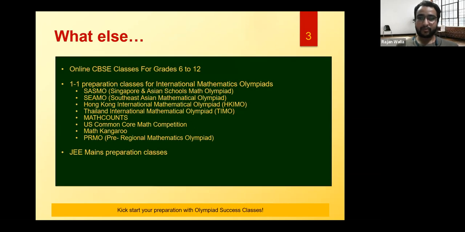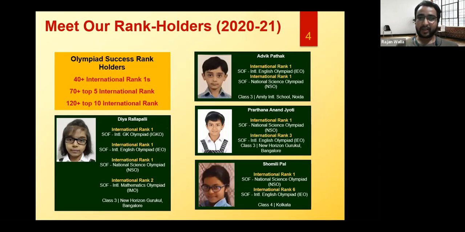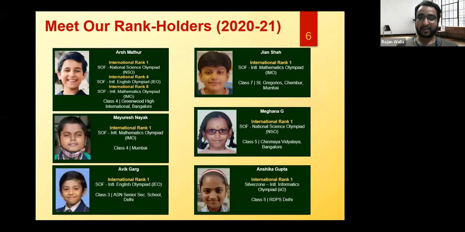Now, what else we offer? We offer online CBSE classes for grade 6 to 12, one-on-one preparation classes for International Mathematics Olympiad, that is SESMO, CMO, Hong Kong International Mathematics Olympiad, TIMO, Math Count, US Maths Olympiad, Math Kangaroo, PRMO, and also JMN preparation classes. Now, these are rank holders for session 2021. In different Olympiad exams, we got these ranks: 40 plus international rank 1, 70 plus top 5 international rank, and 120 plus top 10 international rank.